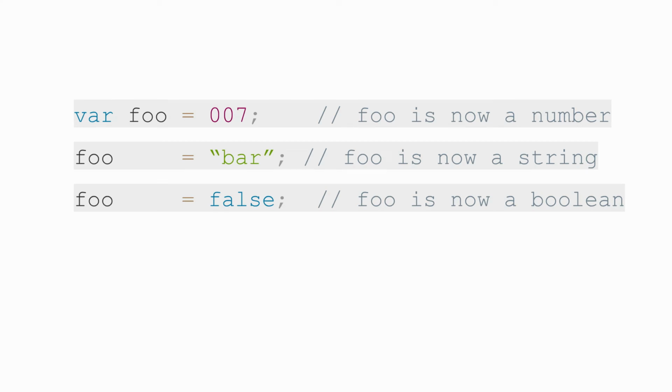Okay, so before that, we'll see an example of dynamic typing. Here we have a variable var foo, which has a value of a number, 007. Now see here, foo is a number. At a later stage, we can reassign foo to another value which may be of another type. In this case, we have assigned a string which has a value of bar. So foo is now a string. Lastly, we have assigned a Boolean value of false inside of foo. So foo is now a Boolean. Now this is the concept of dynamic typing.